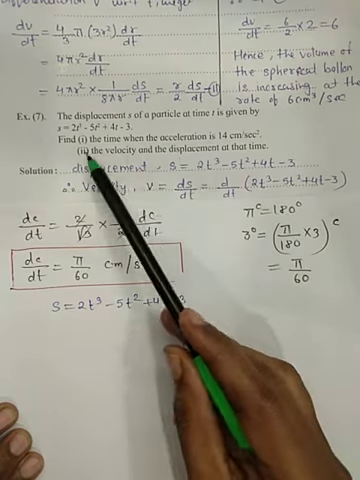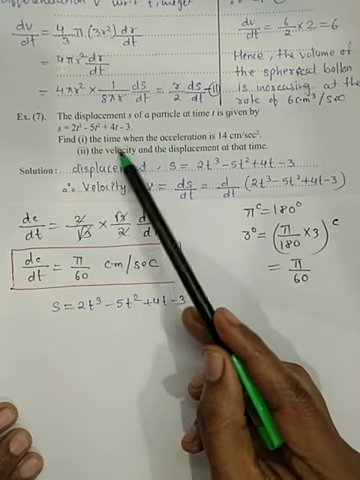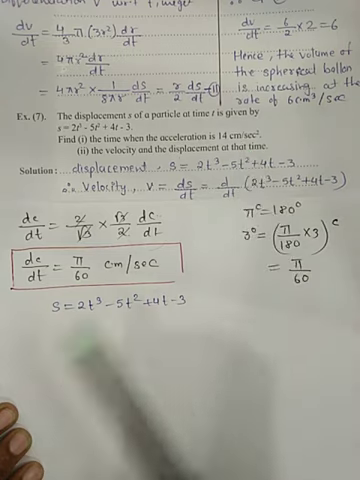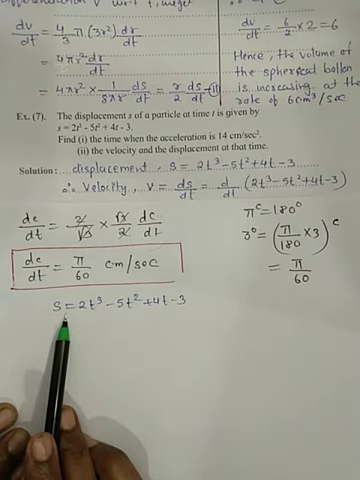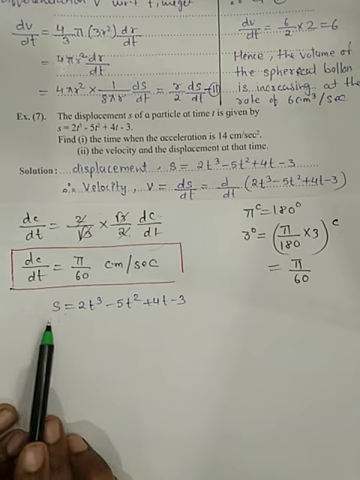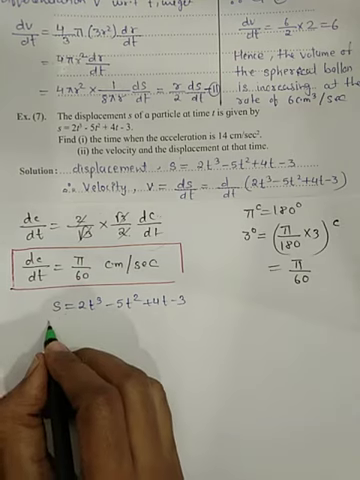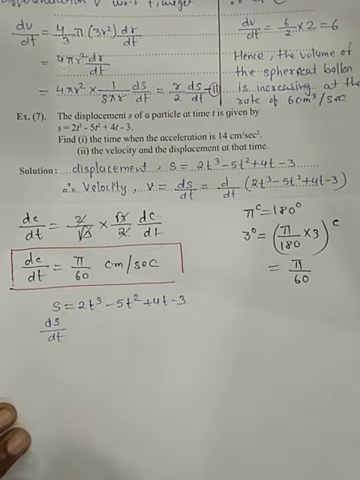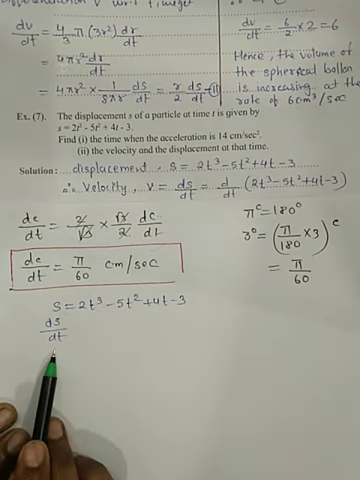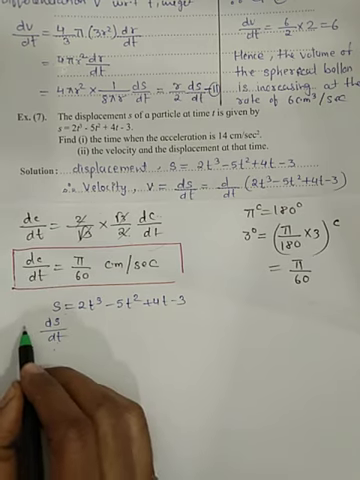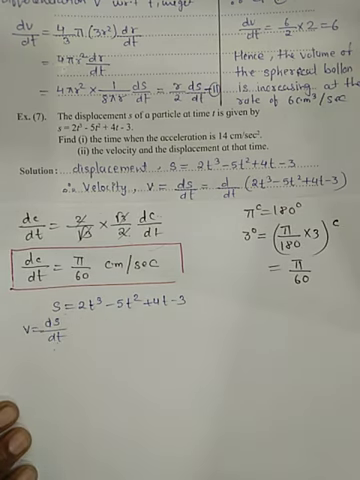In question number 1, first part, we are supposed to find the time when the acceleration is 14 centimeter per second square. That means we have to find acceleration. But before finding acceleration, we should know what is velocity. S is displacement, then what is velocity? Velocity is nothing but rate of change of displacement with respect to time. We will find ds by dt. After finding ds by dt, this is your v. We will again differentiate it.